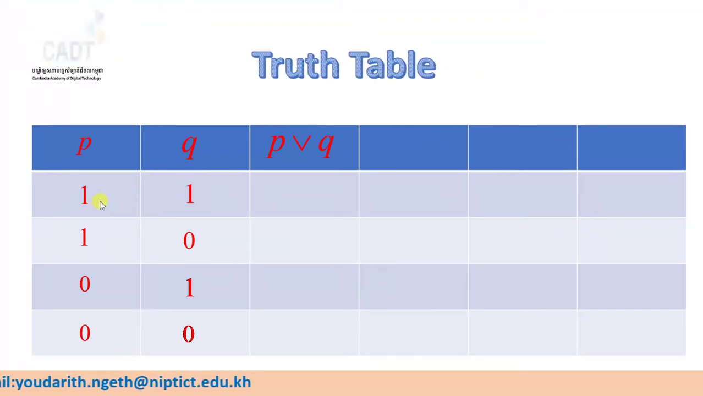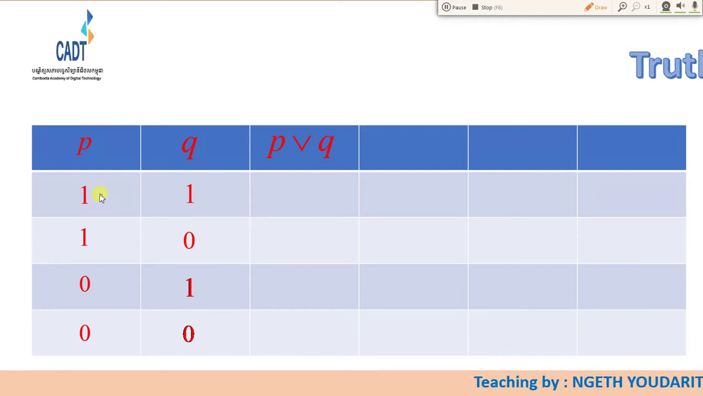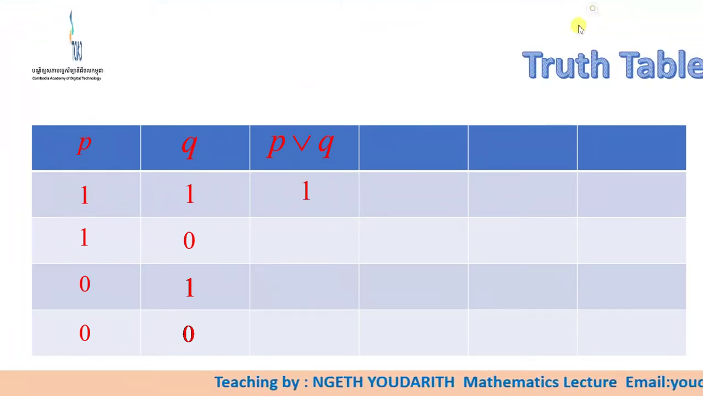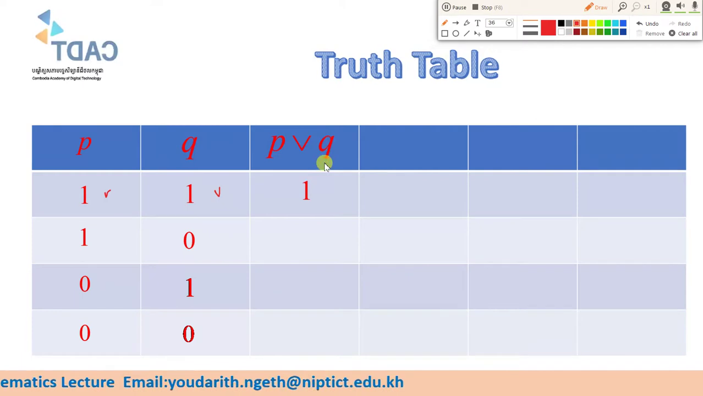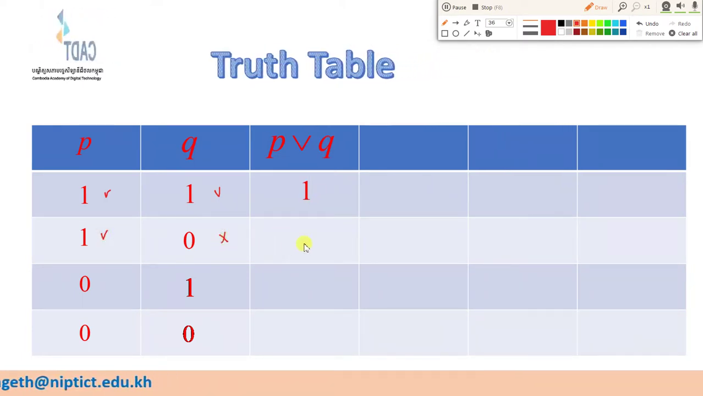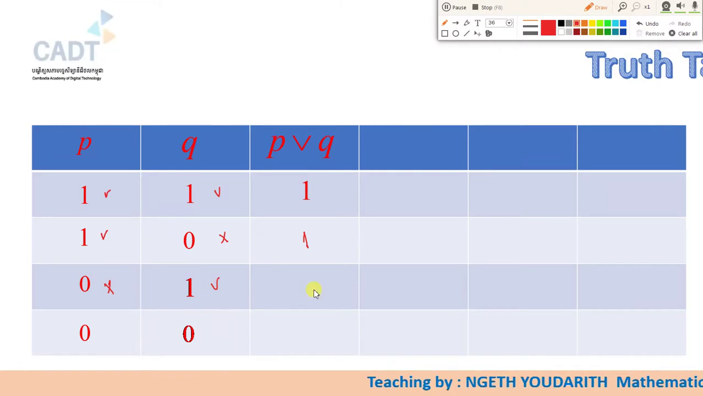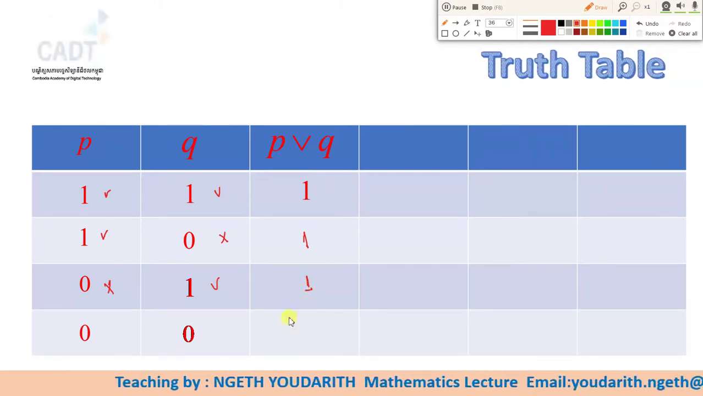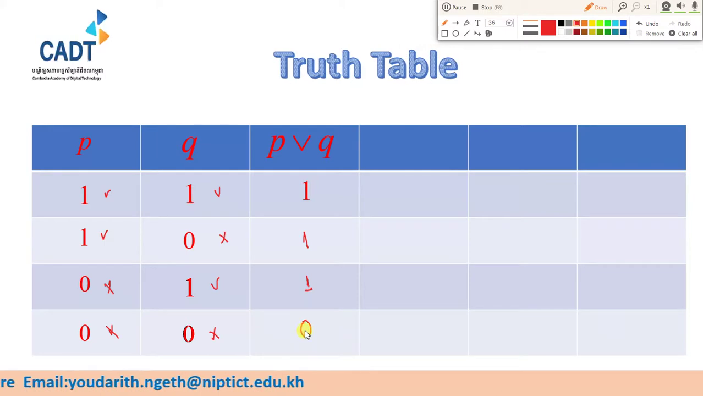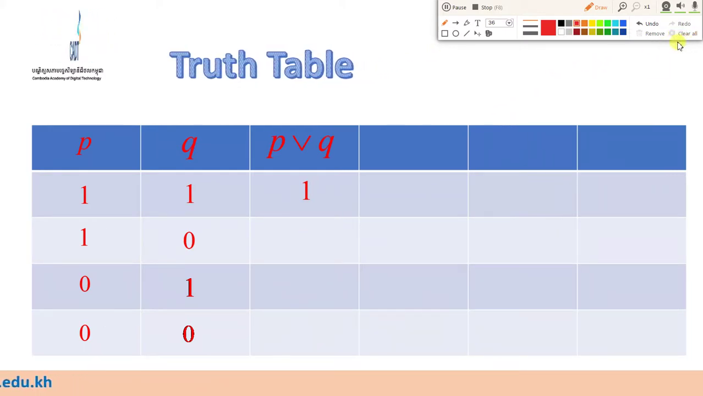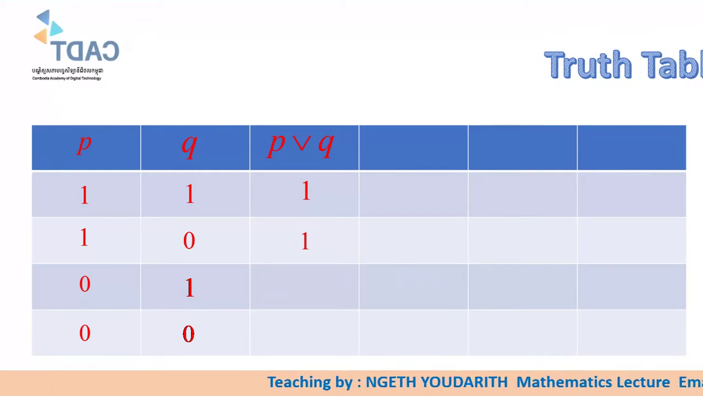So our P is true here. P is true, Q is true. So P or Q is true. And P is true, Q is false. So P or Q is true. P is false, Q is true. P or Q is true. This is false and Q also false. P or Q is false. This is our drawing, true, true, true and false.